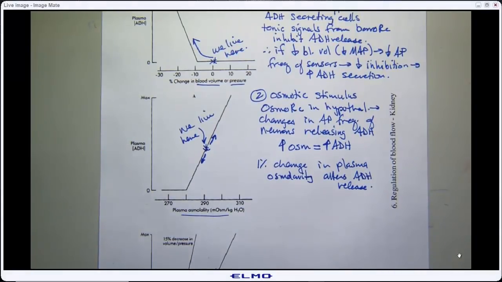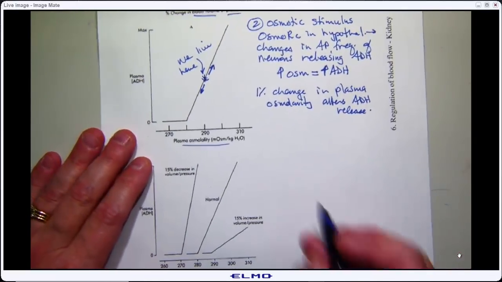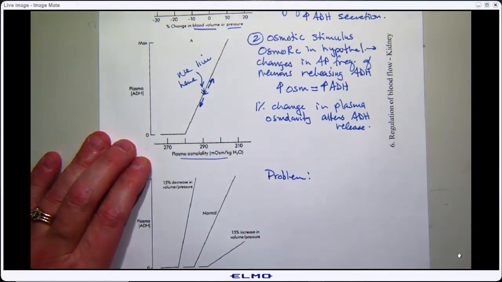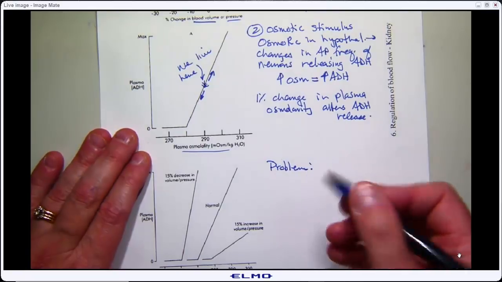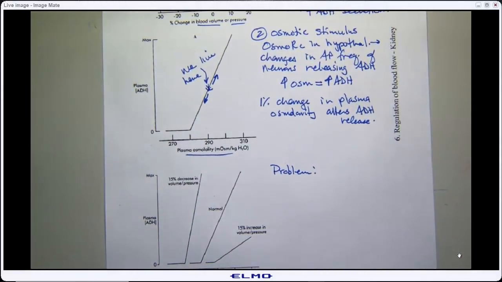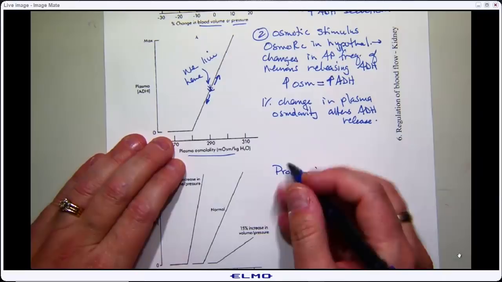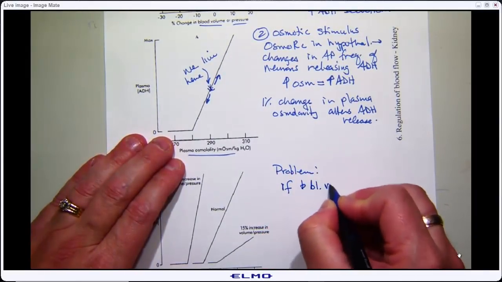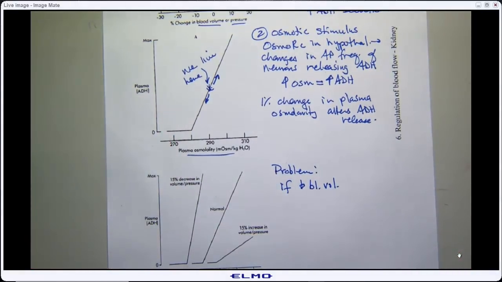Okay, so now we have a little bit of a problem, because these two sensors can actually get themselves working against each other, or working in the opposite direction when it comes to ADH release, right? So, for example, let's say we would have a decreased blood volume problem, okay? So you fell down, hit your head, unfortunately, and you've got a decrease in blood volume occurring.